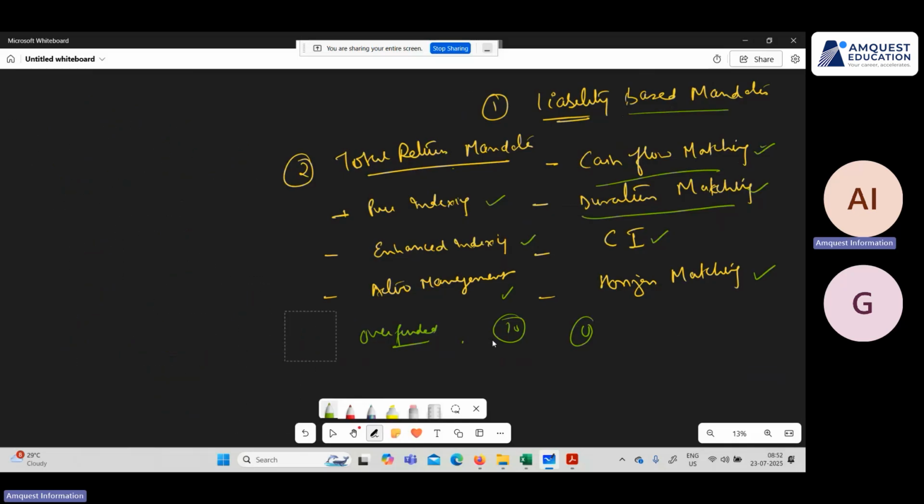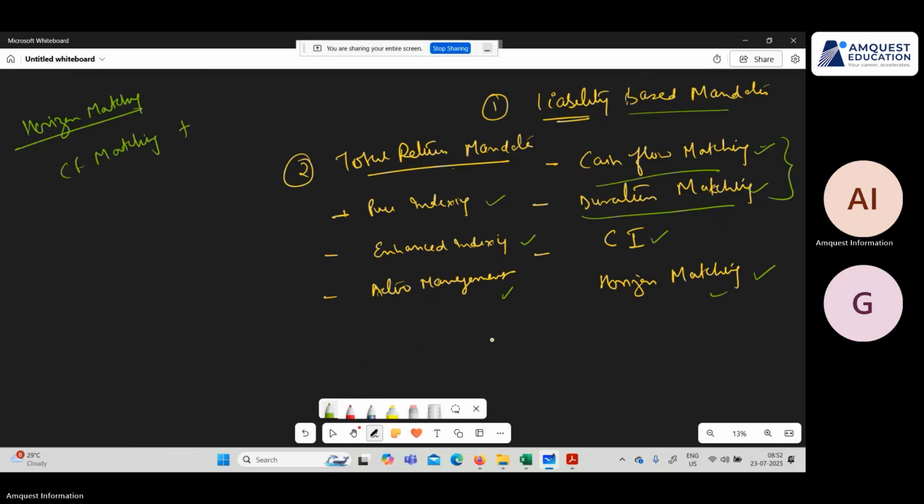And the last one that you would see is horizon matching. So this is a combination of these two basically. This is like cash flow matching plus duration matching. You know the reason and the objective of duration matching, how it works and why it works. But when duration matching was a good enough strategy, why did I think about horizon matching?